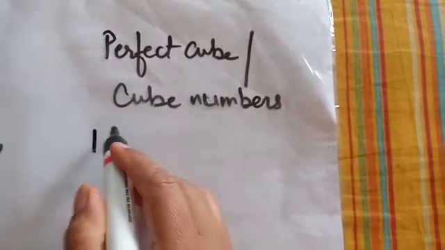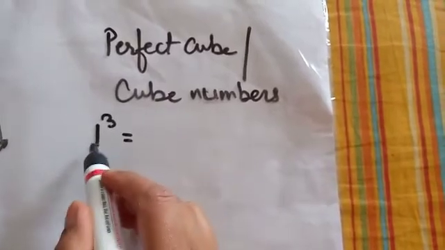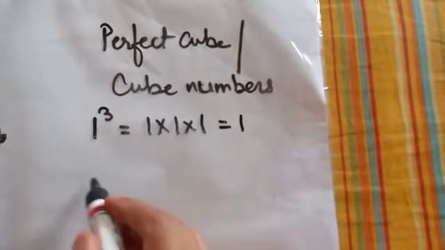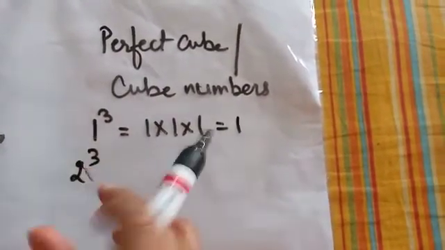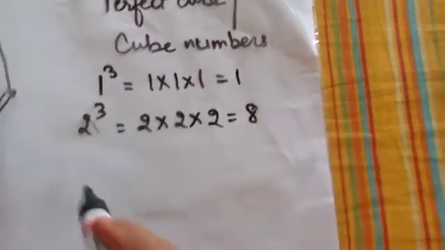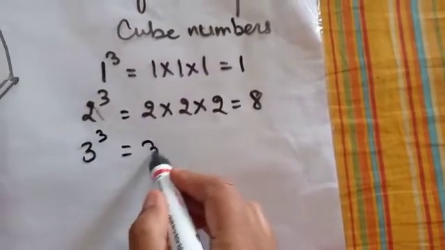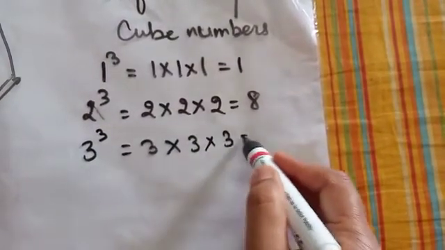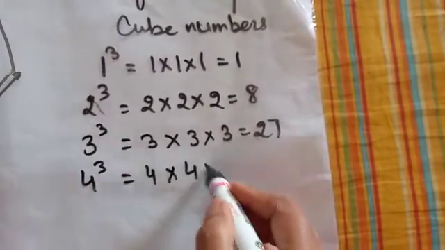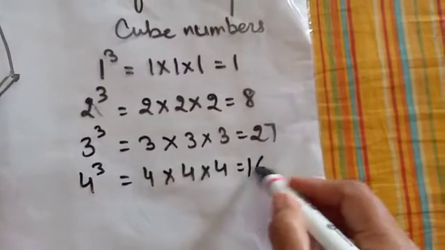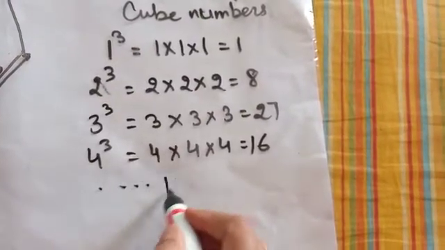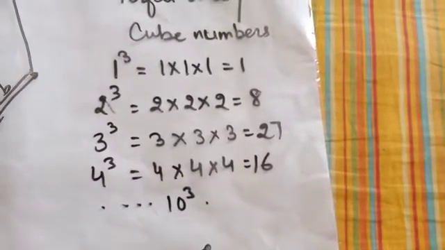Let us write 1. If I have to write 1 cube, that means I have to multiply 1 by 1 by 1, doing it 3 times, and I'll get 1. If I have to write 2 cube, then it will be equal to 2 into 2 into 2, and that will be equal to 8. So 3 cube will be equal to 3 into 3 into 3, and that will be equal to 27. 4 cube is equal to 4 into 4 into 4, and that will be equal to 16. Now you'll try all the remaining cubes till 10 cube, and then you have to answer my query.